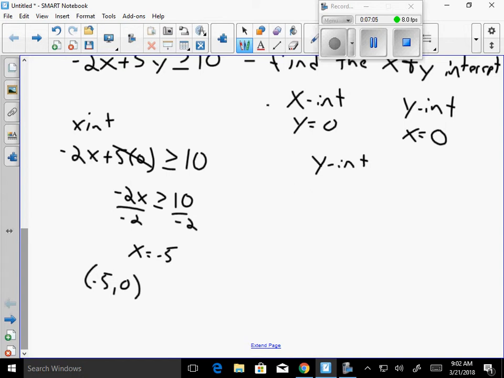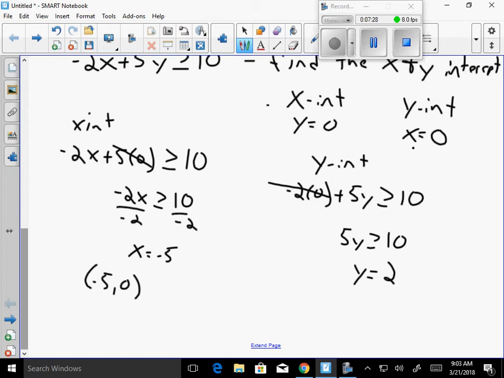Yeah, okay. So my y-intercept, x equals 0, so it's going to be negative 2 times 0 plus 5y greater than or equal to 10. These cancel out because negative 2 times 0 is just 0. So it's going to be 5y. Y equals 2. All right, so my next point is at 0 and 2.